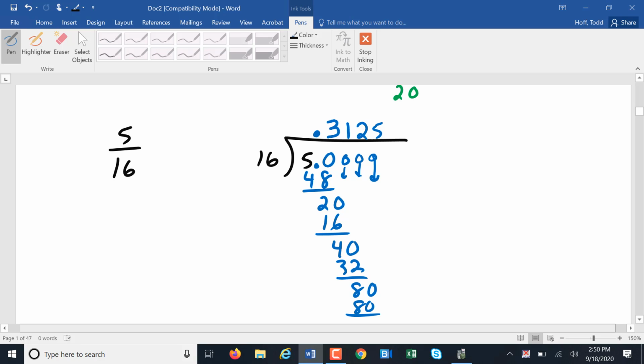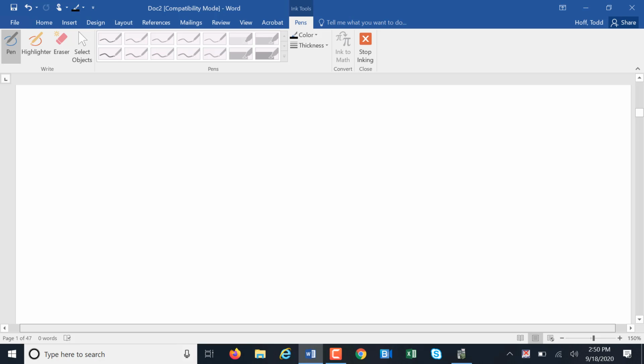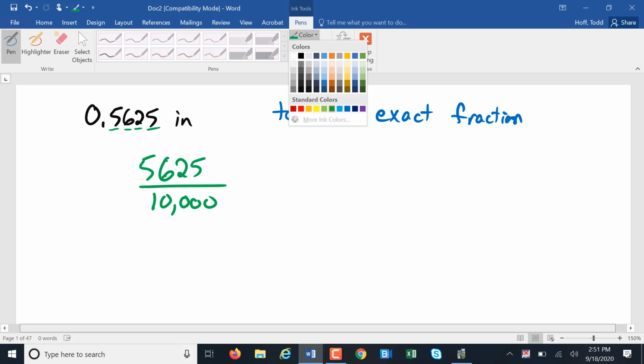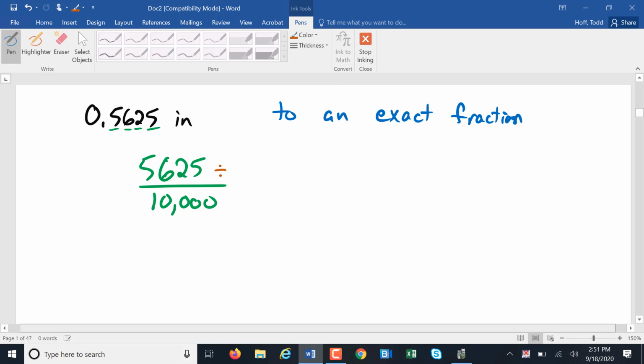We already looked at the beginning of class converting a decimal into a fraction. Take 0.5625. If I want to convert that, I'm going to label it as inches, to an exact fraction. We do exactly what we did at the beginning of class. That's 5,625 over 10,000. Good. Tens, hundreds, thousands, 10,000s. 4 decimal places, so 4 zeros.